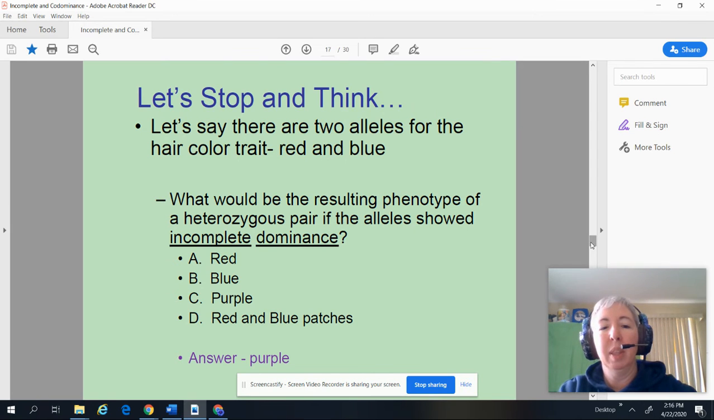So let's stop and think. If there are two alleles for a hair color trait, red and blue, and it's incomplete dominance where they mix, what are we going to get? Red and blue mixing together in incomplete dominance would make purple.